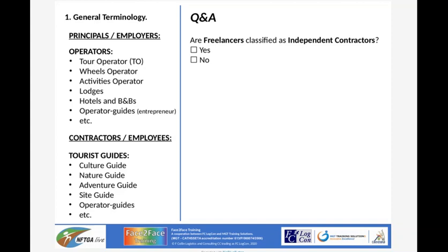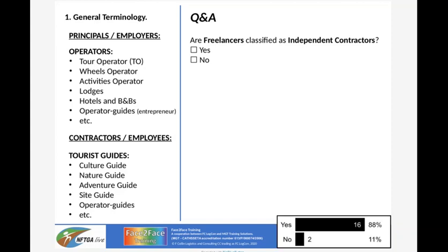Now, this is even scarier. Basically, we've got 16 yeses saying that freelancers are classified as independent contractors. No. And the reason for the no is that being a freelancer doesn't make you an independent contractor. It could make you an independent contractor, but it doesn't guarantee that you are one. We just answered that in the first question. So there's still a misunderstanding about the difference between being a freelancer and being an independent contractor. Okay, next question.